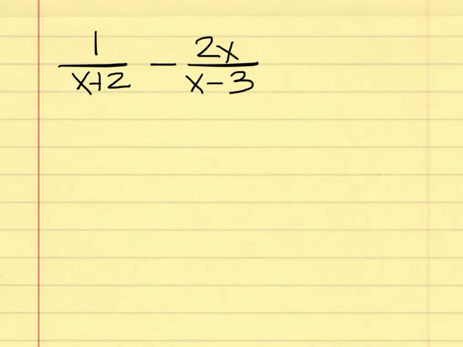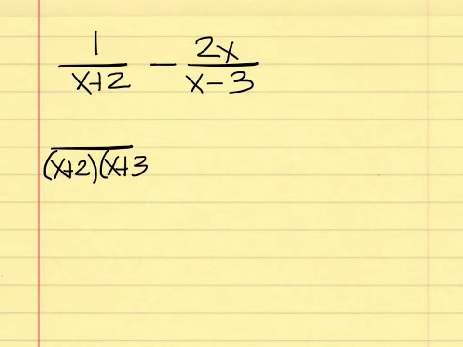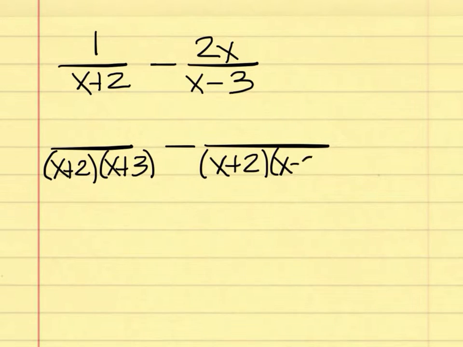Yeah, you're multiplying them together. That is right. So here would be the common denominator. It would be x plus 2, x minus 3. And then the same thing over here on this side, x plus 2, x minus 3. Now the next step is to do what? What am I trying to find next?